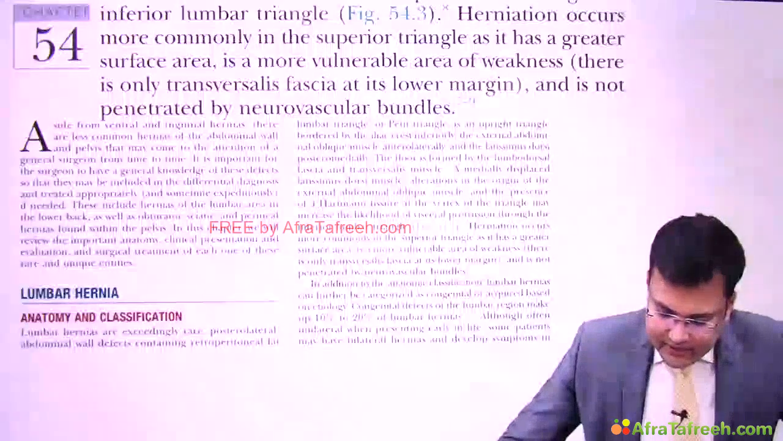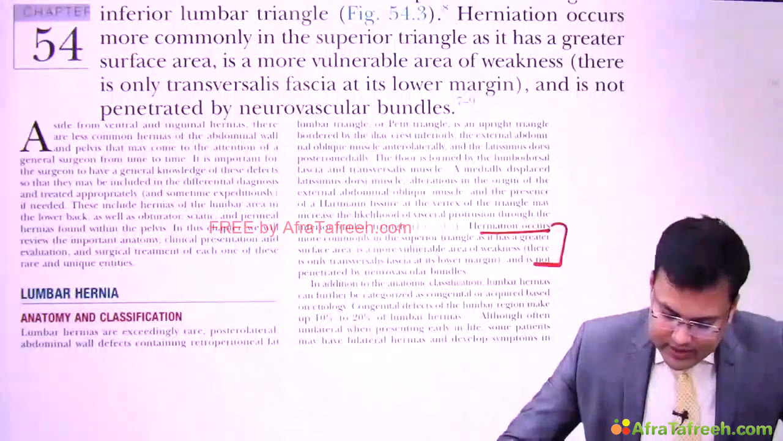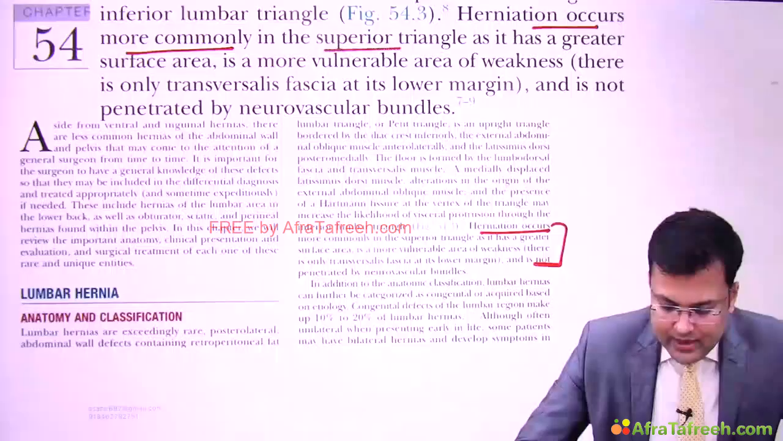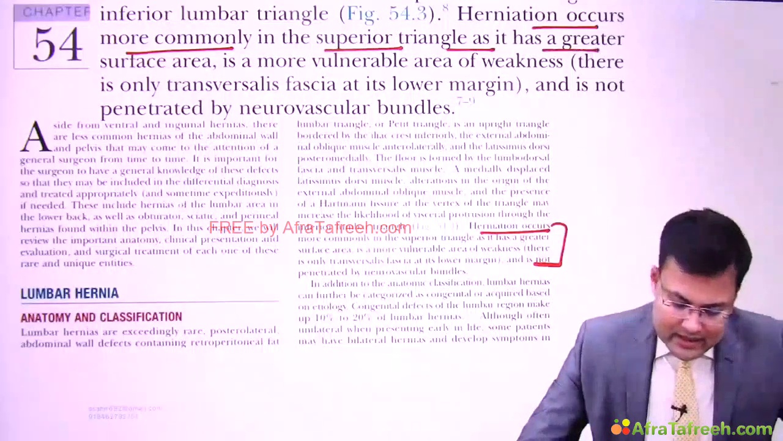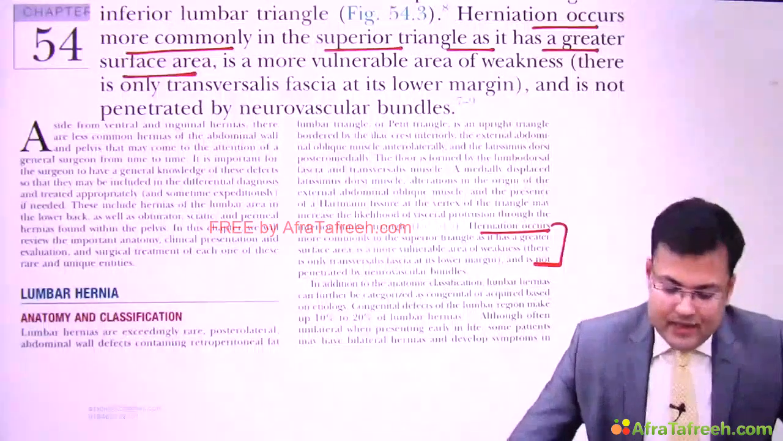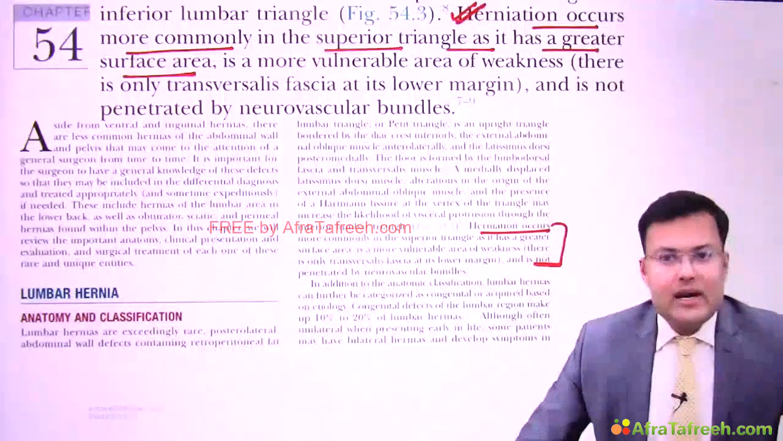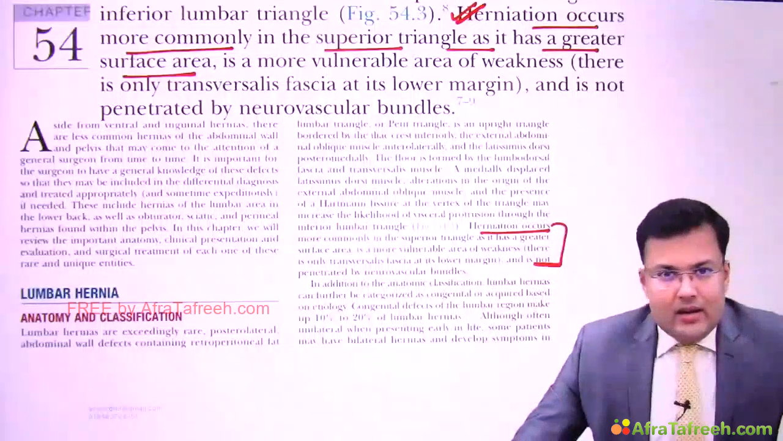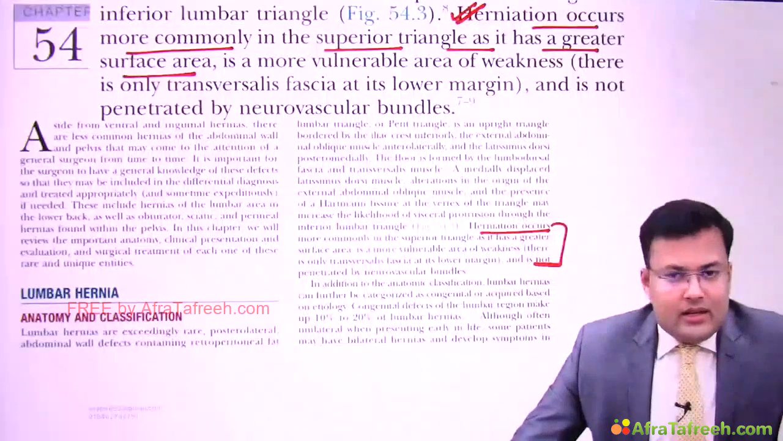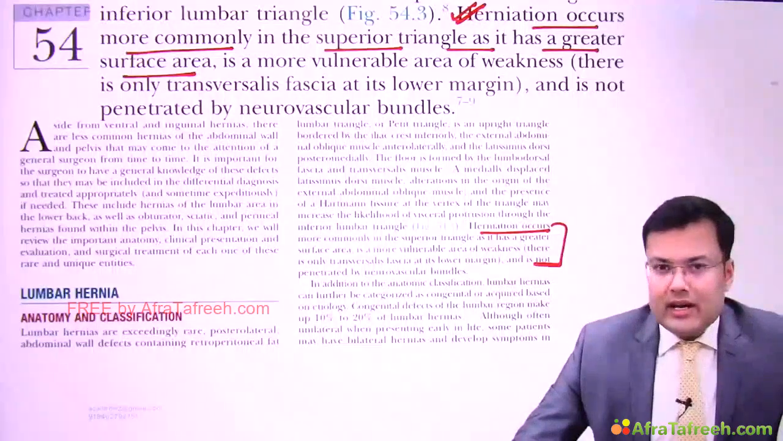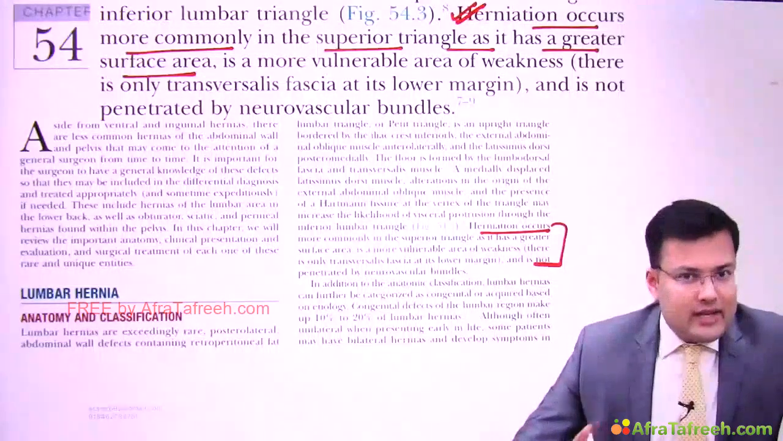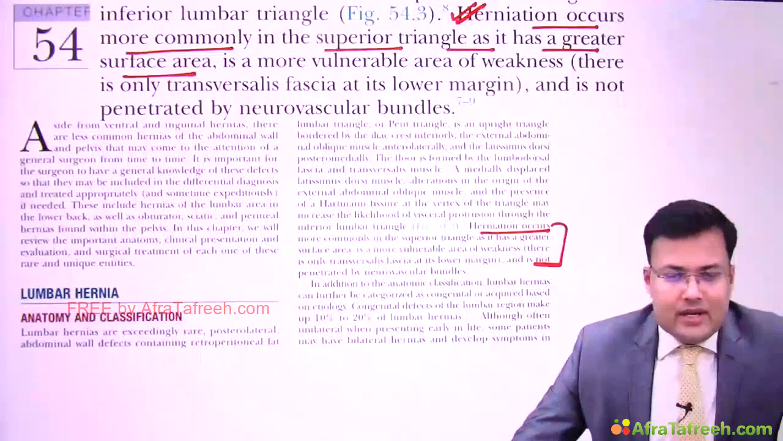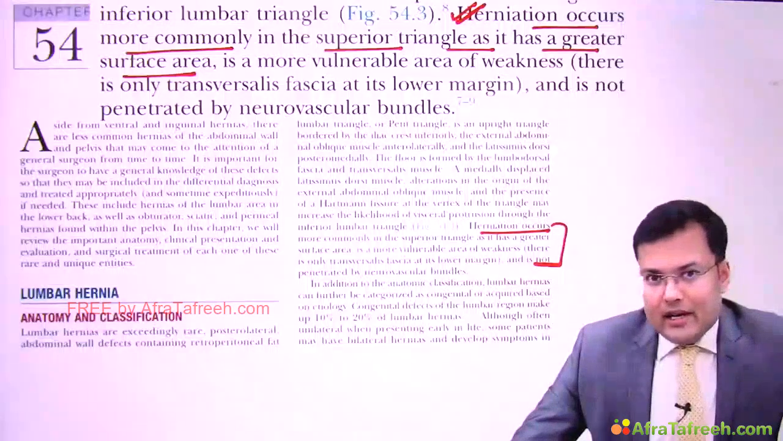See what's written in Shackelford, which is the Bible of GI surgery. This is what is written: herniation occurs more commonly in the superior triangle as it has greater surface area. Clear? So what you are going to mark in the exam is that in lumbar hernia, most commonly the herniation occurs via the superior triangle of Grynfeltt. The second question asked nowadays is the boundaries of the superior triangle of Grynfeltt and the inferior triangle of Petit.